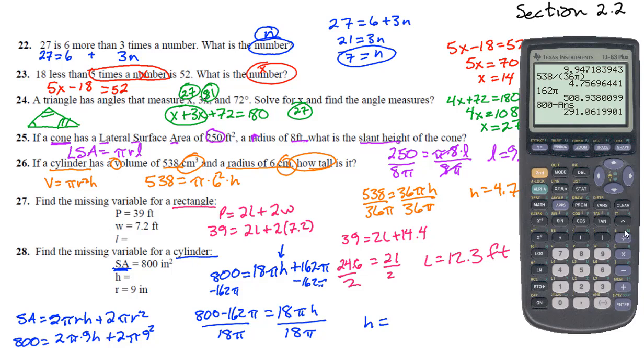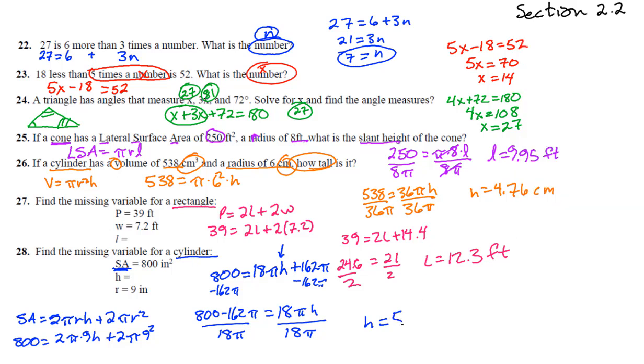Yep, 291.06, and divided by, again, include the 18 and the pi in the denominator by using parentheses there. And we get 5.147, 5.15. Surface area was in inches squared, and the radius in inches, so this is in inches.